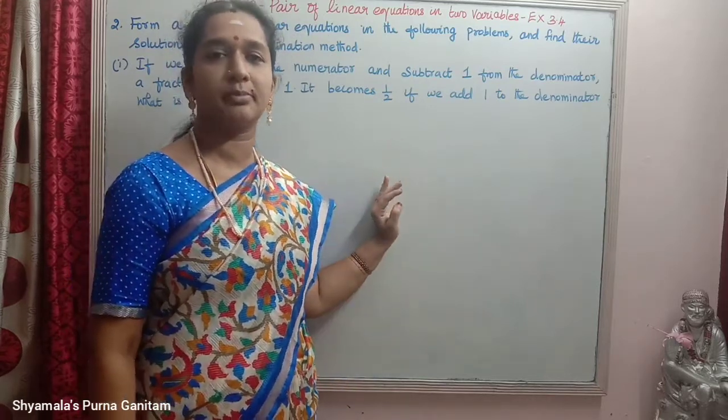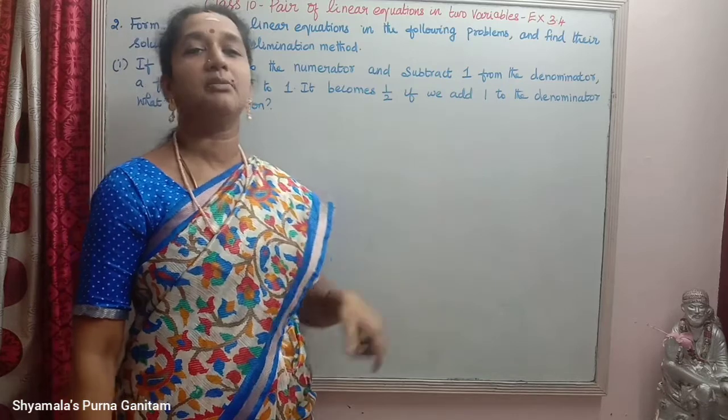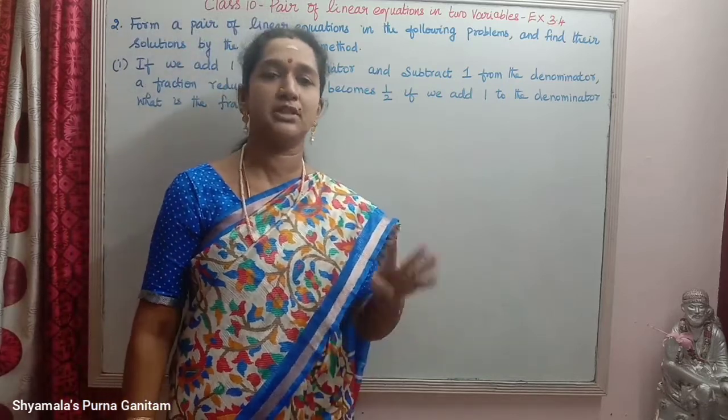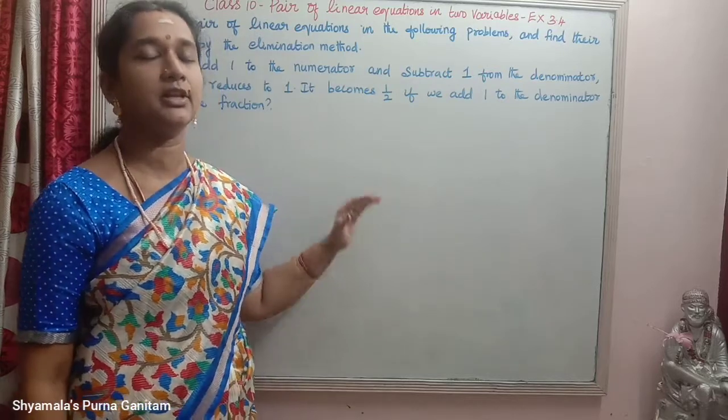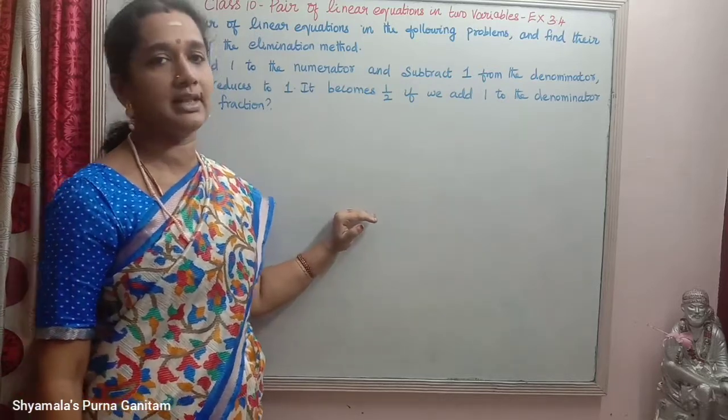That is the third chapter. In my previous class I have completed exercise 3.4. First four sums I have completed. That is elimination and substitution method. Now we will see word problems in that exercise.